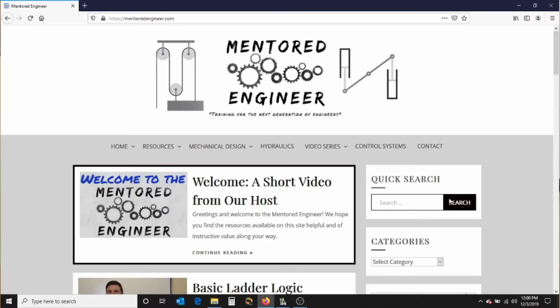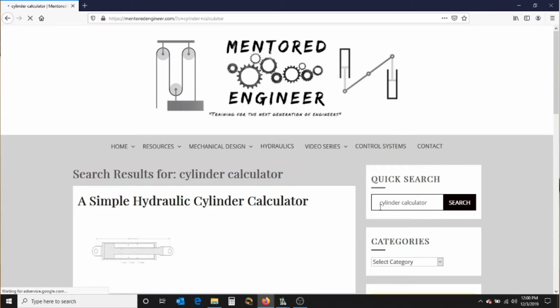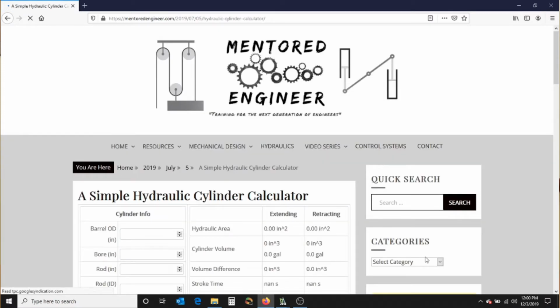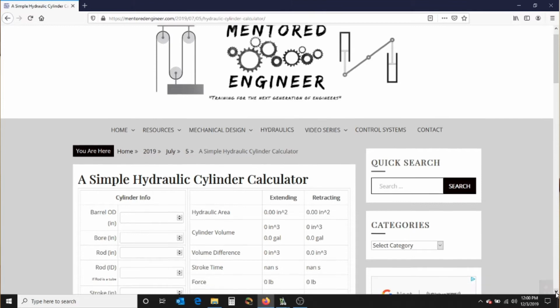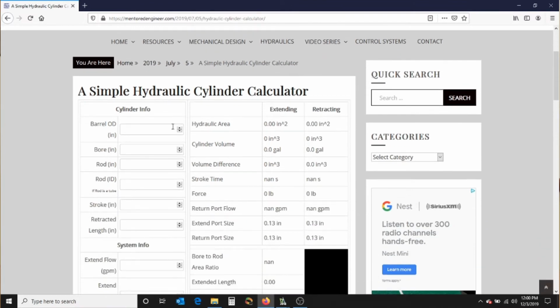First thing we're going to do is go to mentoredengineer.com, and you can either find it under Resources and Calculators, or you can take a shortcut and do Cylinder Calculator. Okay, so we're going to click there, and it's just going to ask us some basic information about our cylinder.